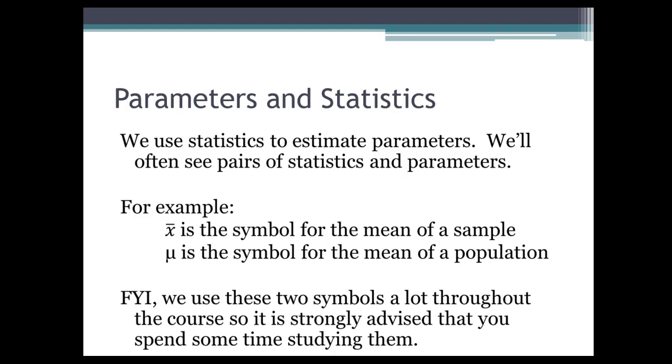So here's our first example. X bar, this X with a bar on it, is the symbol for the sample mean. And this lowercase Greek letter mu is the symbol for the population mean.